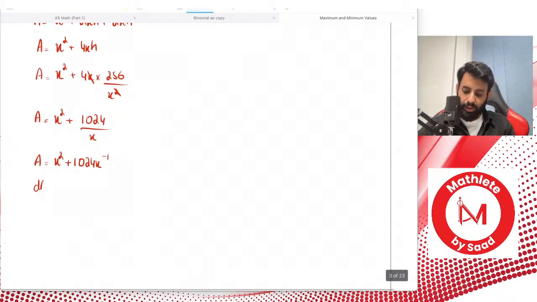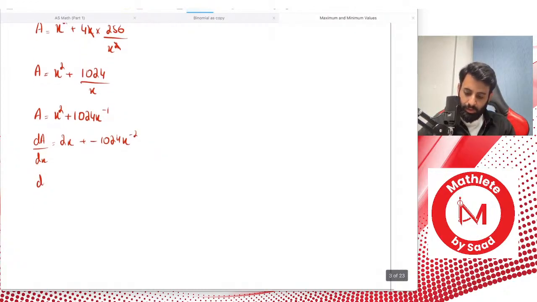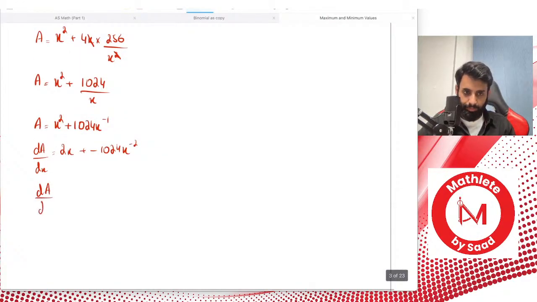So now we differentiate area with respect to x, which becomes 2x plus minus 1024 x to the power minus 2. So we write this nicely. dA upon dx equals 2x minus 1024 upon x squared.